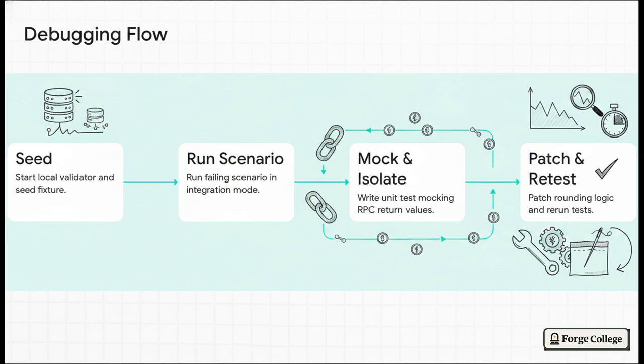Step 3, mock the exact RPC request and isolate the bug within a fast-running unit test. And finally, step 4, patch the rounding logic and then retest. You want to see that mocked unit test turn green, and then you run the full integration test again just to ensure the fix actually holds weight on chain.